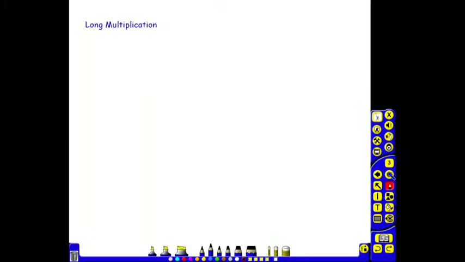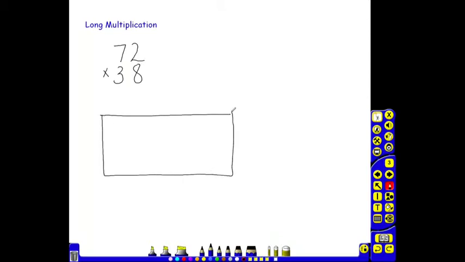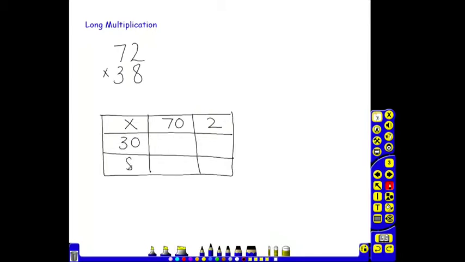Long multiplication is introduced in Year 5, where a 2-digit number is multiplied by a 2-digit number. So for example, 72 multiplied by 38. The children begin with the grid method. Okay, we're multiplying 70 and 2 by 30 and 8.